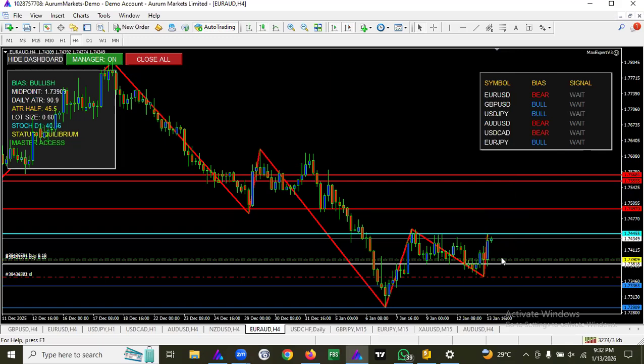When I took this trade this morning, my initial stop loss was 50 pips. So my stop loss was a few pips below this, around this area. It was after the news, in the New York session.